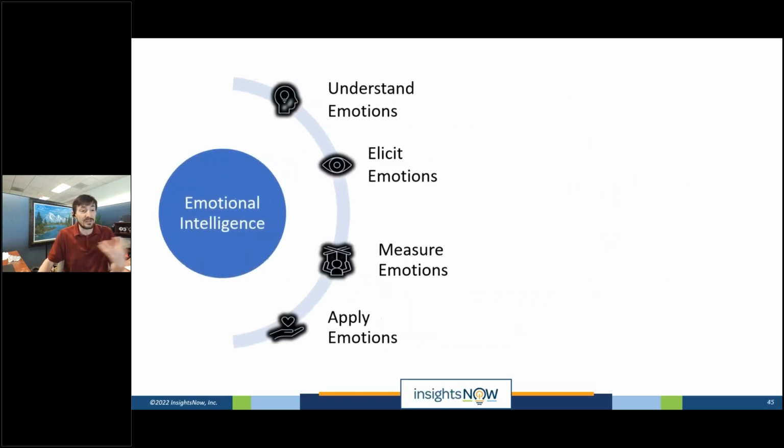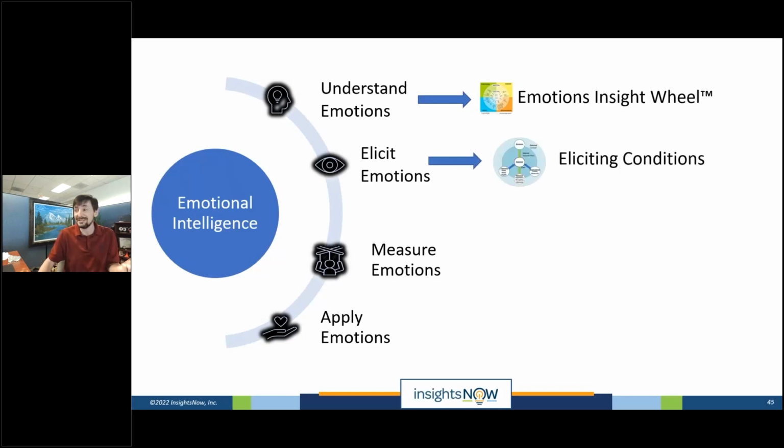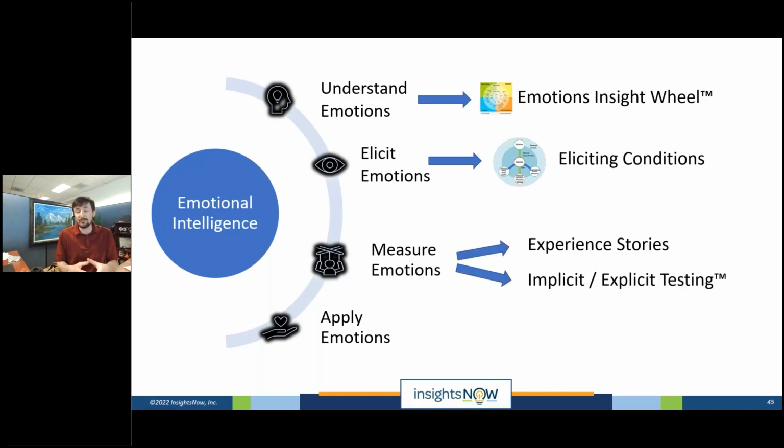So if we look at how we get to emotional intelligence, right? The emotions insights wheel and the eliciting conditions help you understand what emotions are and how they come to life. Then if we look at measuring emotions, make sure you're pulling in that qualitative layer. That's going to help you a ton. And make sure you're using that qualitative to dig into what's meaningful in their life and you're getting depth to those stories. And then if you're quantifying those, focus on implicit based measures, because implicit explicit testing gives you information that you just don't get with scale based responses or choice based responses.